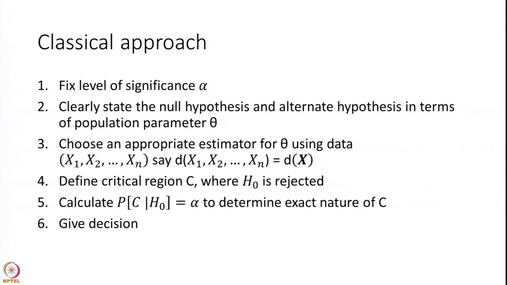Once we have the nature of critical region C, the final point is to make a decision whether the data you have taken, the sample value that you have got, falls within the critical region or not. If it does, your decision is that the hypothesis is to be rejected. If it does not, then you say that you do not have sufficient evidence to reject the null hypothesis.